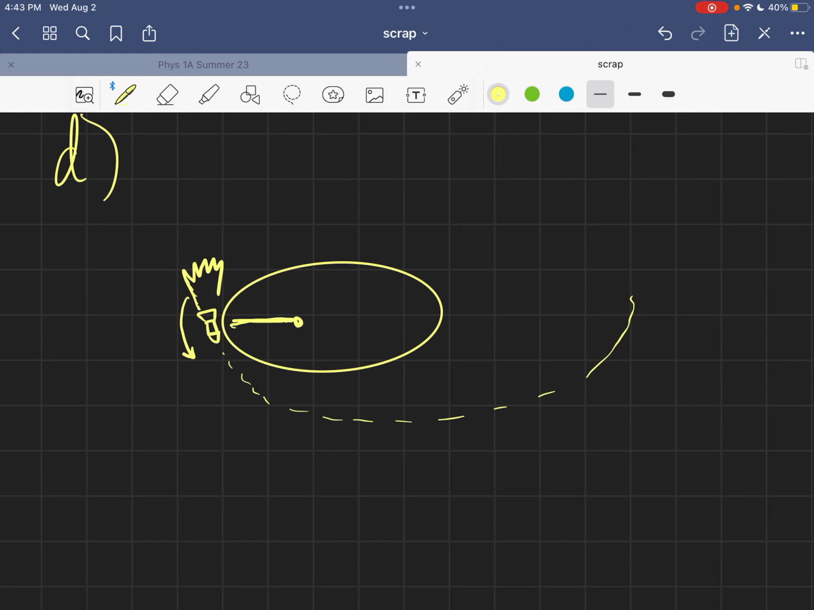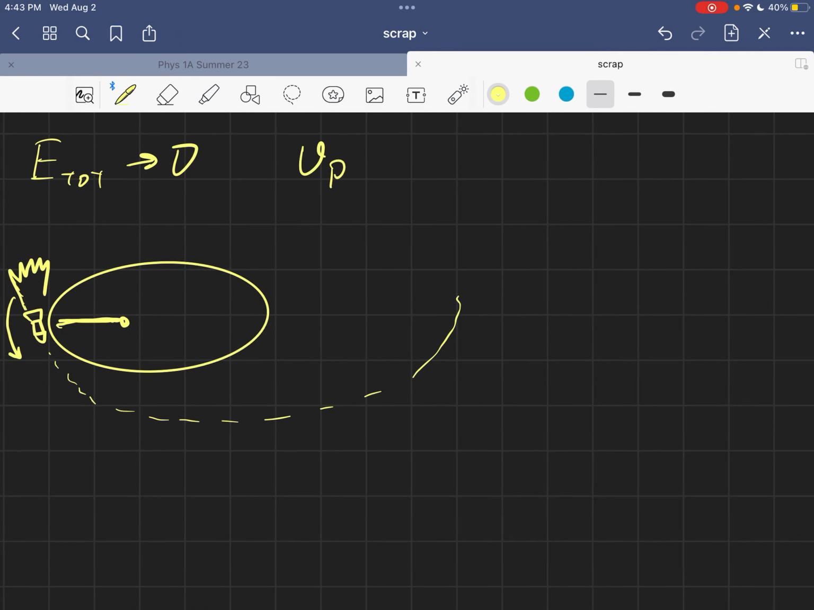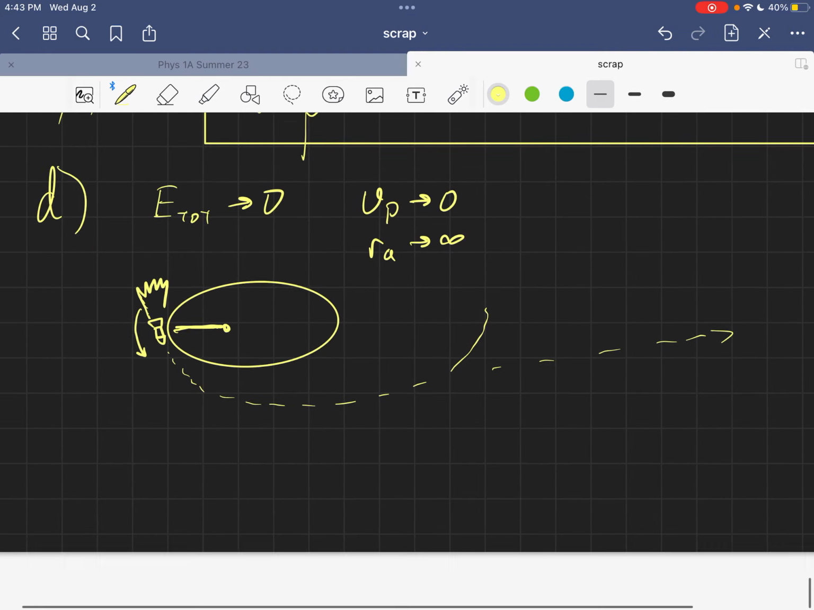And that's because, okay, we're going to expect it to be zero. Why are we expecting it to be zero? Well, we're going to expect the potential energy due to gravity to go to zero at that point because the radius at apogee is going to be going to infinity. We're escaping the Earth. So that means we're not going to be orbiting it anymore. We're going to be at an escape trajectory.